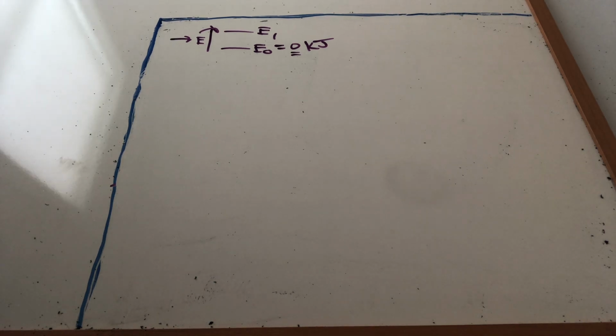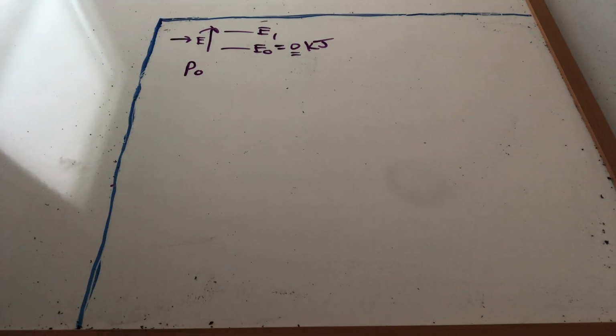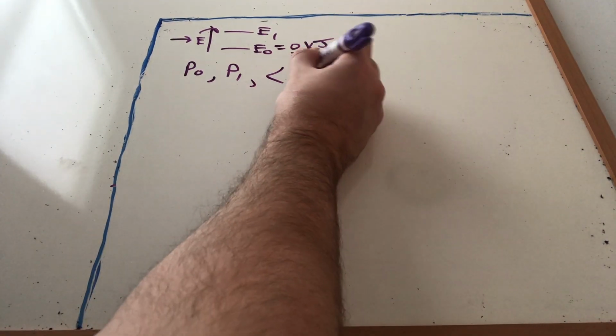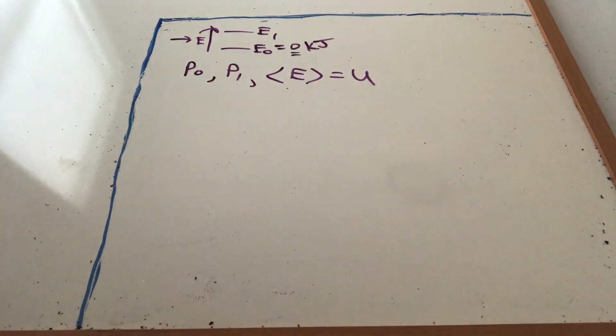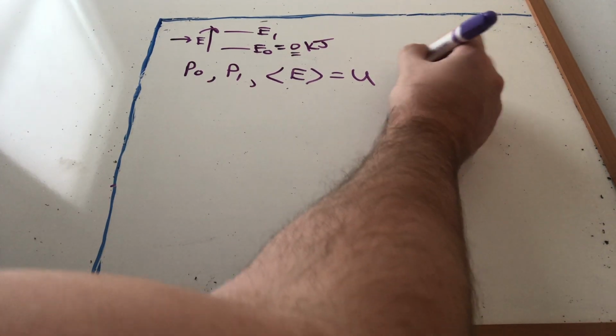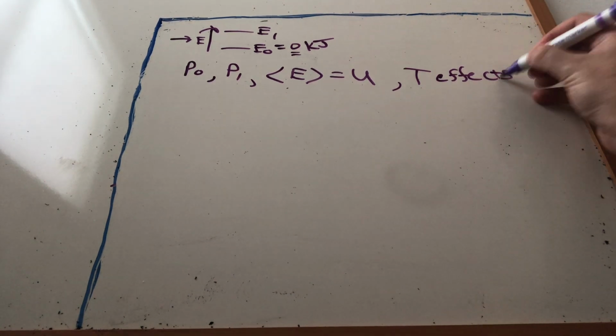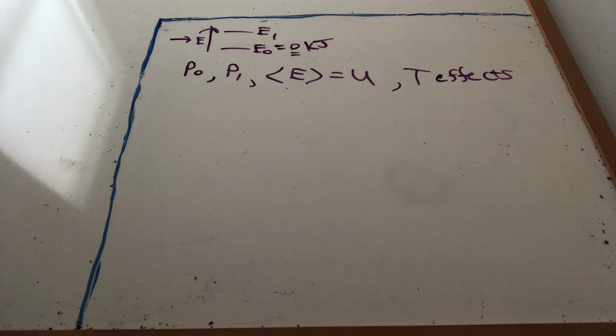So now, with only this information, we're able to calculate P0. We're able to calculate P1, and we'll be able to calculate an average energy, which remember for us is an internal energy. This is all we really need to be able to do that, okay? And we'll be able to look at temperature effects. What does temperature do to all our results here as we increase it, and what does temperature do to these effects as we decrease it?